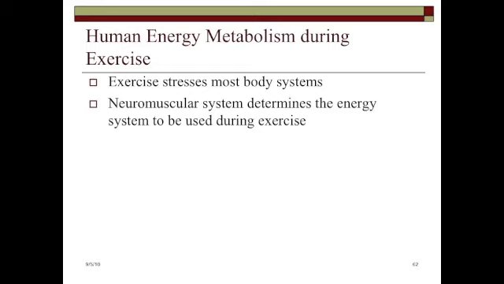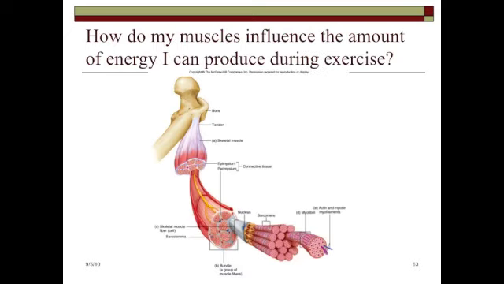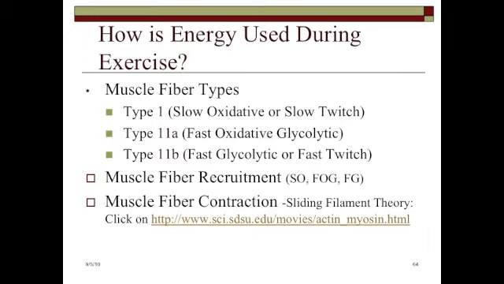We looked at resting metabolism and TEF. Now let's look at exercise. Exercise stresses most body systems. How do my muscles influence the amount of energy I can produce during exercise? How is energy used during exercise? Muscle cells utilize the energy provided by fats, carbohydrates, and protein.